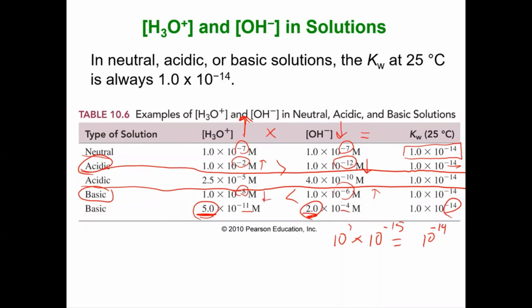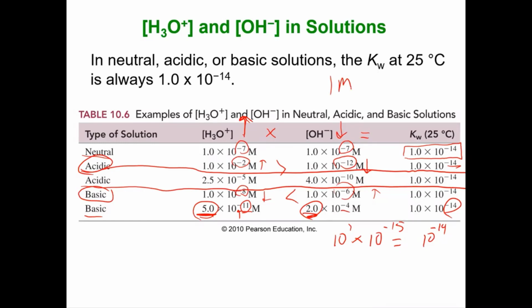Okay. But what we're always looking for to determine if it's acidic or basic is which concentration is bigger. And what a lot of people get confused is they look at this 11 and they think, well, that's a bigger exponent. But remember, it's a negative value. So it's actually smaller. This -4 is much closer to 1 molar.